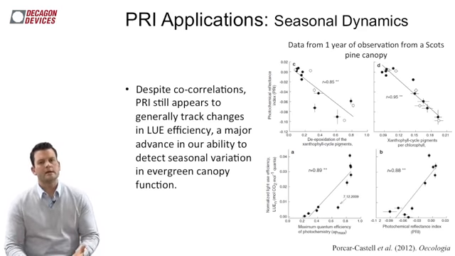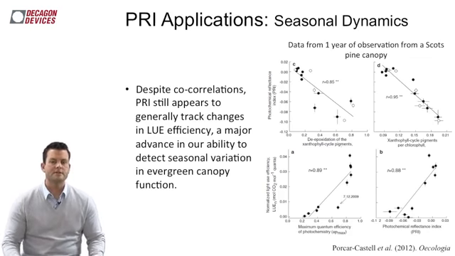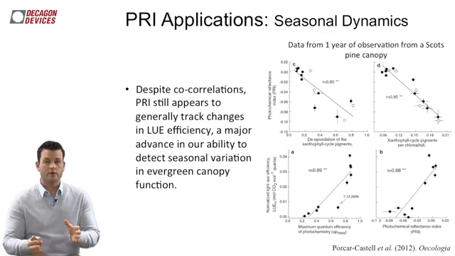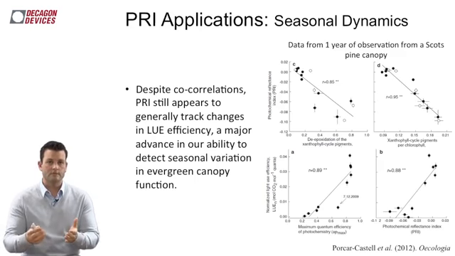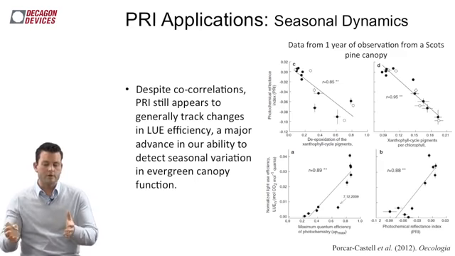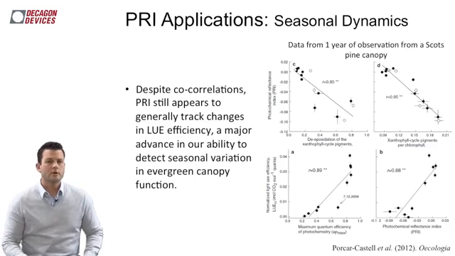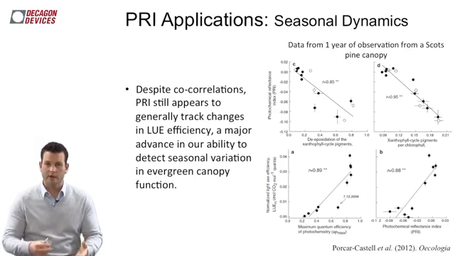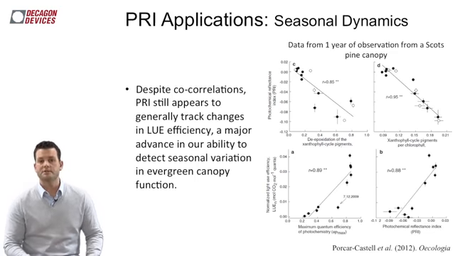So at the end of the day, I think the take-home message is that PRI is very good at getting light use efficiency across diurnal timescales, and it also appears that we can use it at longer timescales, but when we are using it at longer timescales, some more caution has to be applied in data interpretation to really understand what the driving factors are that are causing changes in PRI.